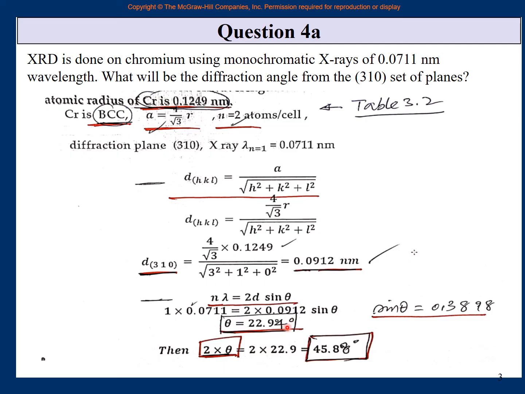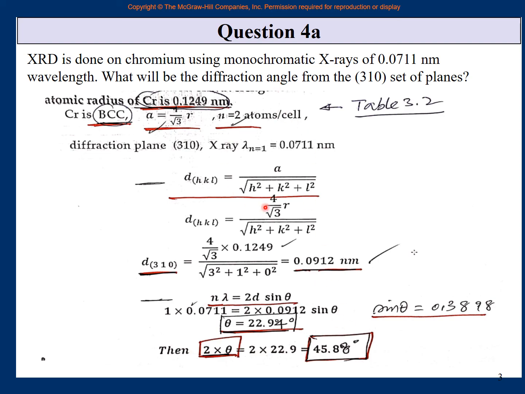22.94 degrees. They have asked for the diffraction angle, so don't leave the answer there. You should know that the diffraction angle is always 2 theta. So you multiply it by 2 and you get 45.88 degrees. So this is the answer of the diffraction angle part.